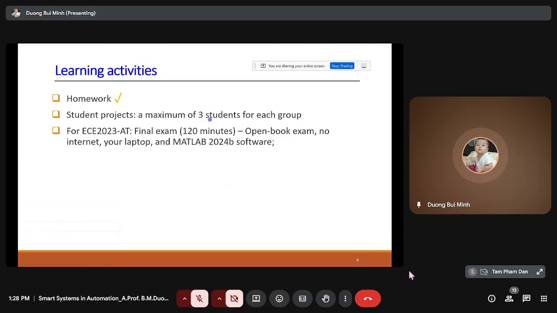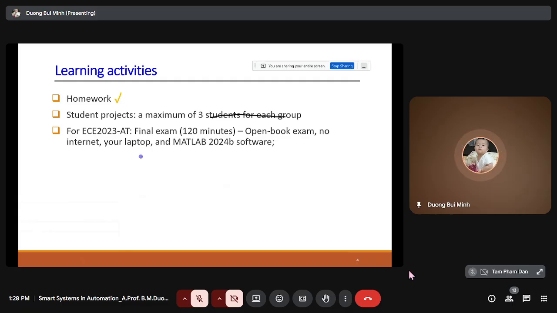For each group, the maximum is 3 students. So maybe one group has 1 student, that's okay. One group has 2 students, it's also okay. The maximum is 3 students per group. But if you don't like to work with the other students, you can work alone. But be careful, the workload will be higher if you work alone for your project.